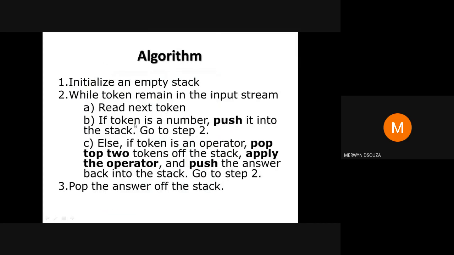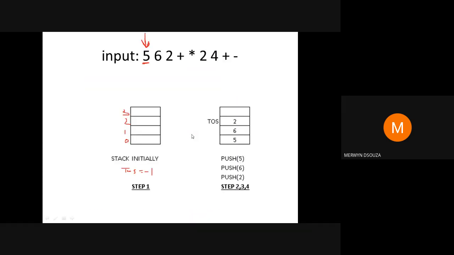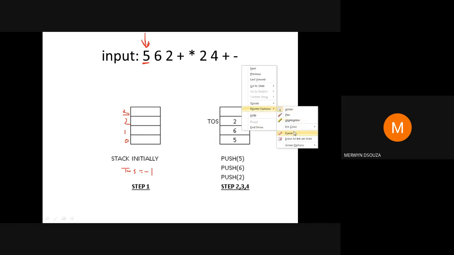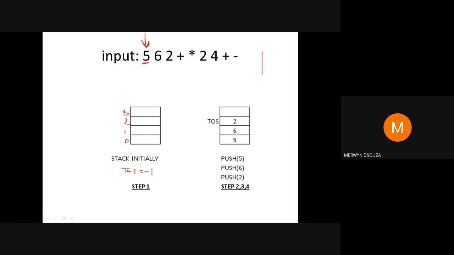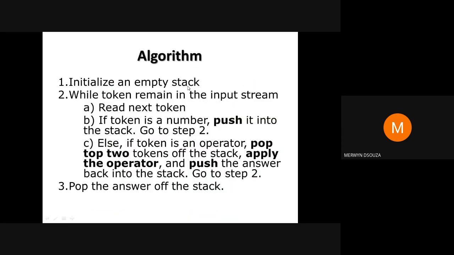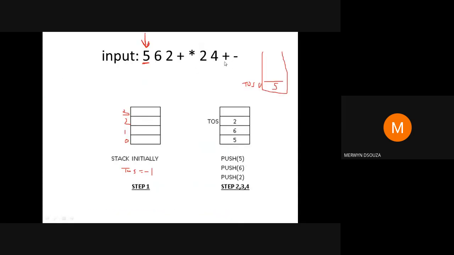Now I check whether the token is a number. Yes, the token is a number, so I push it onto the stack and go to step 2. If this is my stack, I push 5 onto the stack, and the top of the stack is now at index 0. Then I go to step 2 again and check whether tokens are remaining.